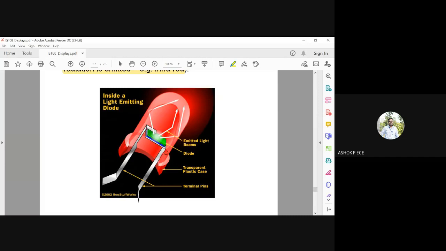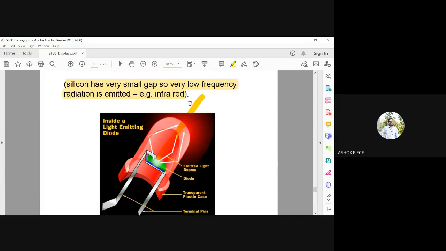In an LED, you will see here, you have a diode, and for the diode, you have a transparent plastic case to protect your diode, and the terminal pins, positive and negative, for biasing your diode. And depending on the biasing voltage you apply, the electrons and holes recombine and produce light. So it will be coming out in this direction.